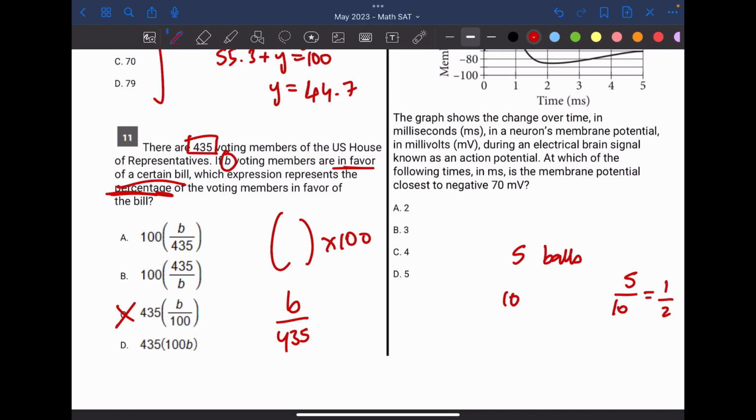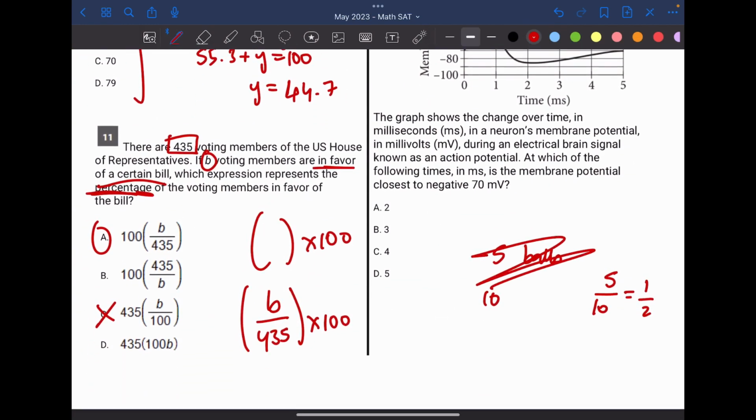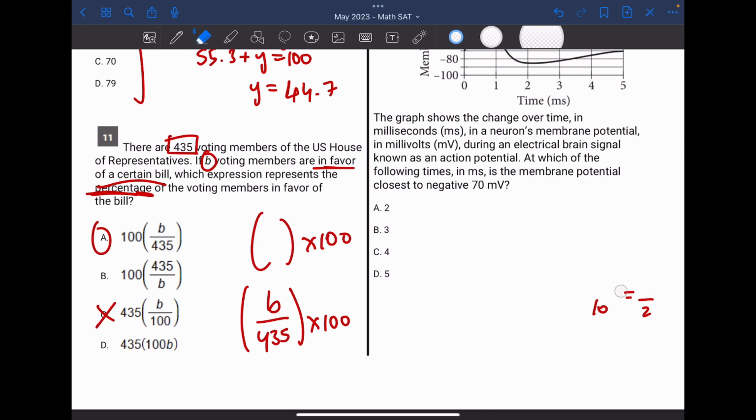In this case, it's the exact same thing. So B values are in favor of the bill. You would have B over 435. And then to convert it into a percent, you would multiply this by 100, just like we said. So which of these values works for that? It's A, because it's B over 435 and then multiply by 100. Pretty simple. Let me just erase this to not take up any space on the next questions.